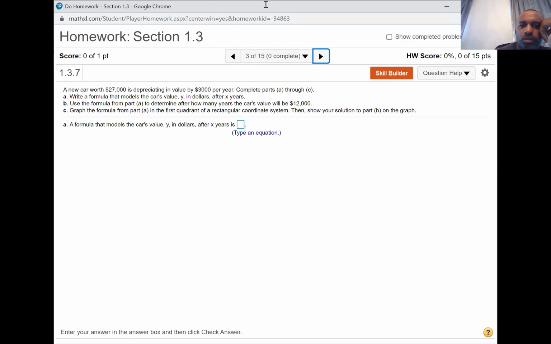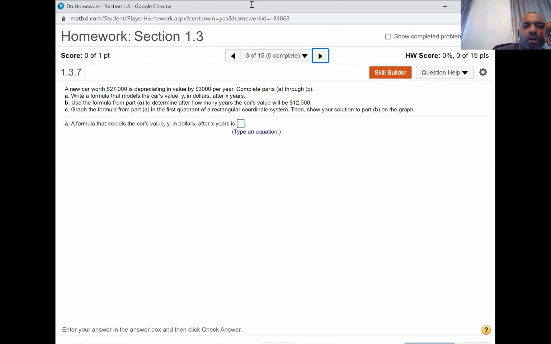All right, so let's look at this one. It says a new car worth $27,000 is depreciating in value by $3,000 per year. It says write a formula that models the car's value Y in dollars after X years. So this is something like you're talking about? Yeah, like that. Okay. A new car worth $27,000 is depreciating in value by $3,000 per year.